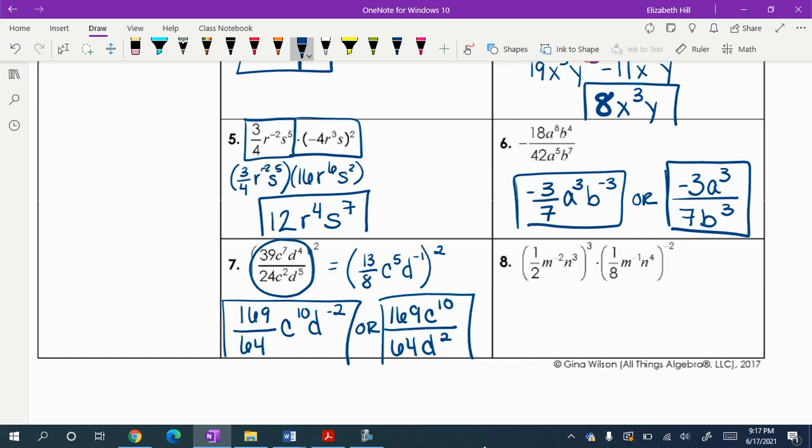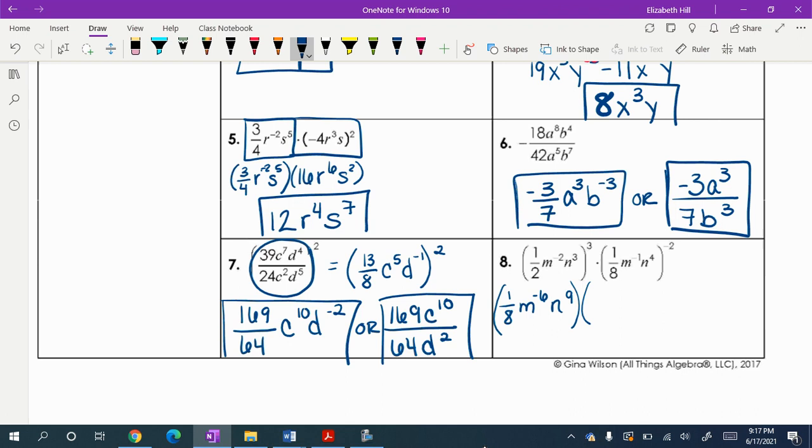All right, last one, number 8 here. I have to take everything to the third power. And here I have to take everything to the power of -2. So I'm going to take 1/2 to the third power, so that's 1/8. And then I get m to the power of -6 and n to the power of 9.